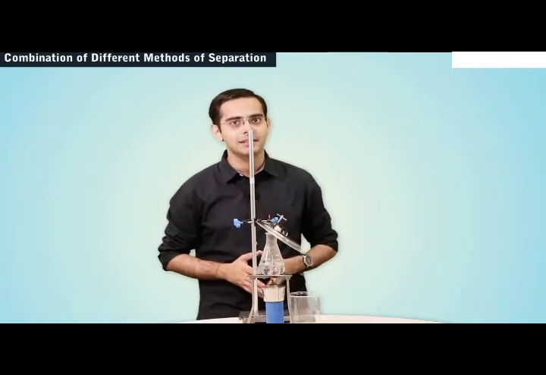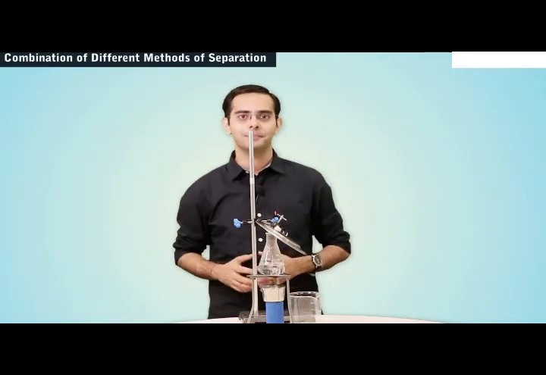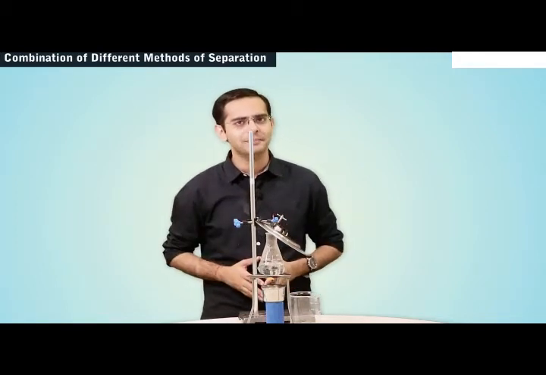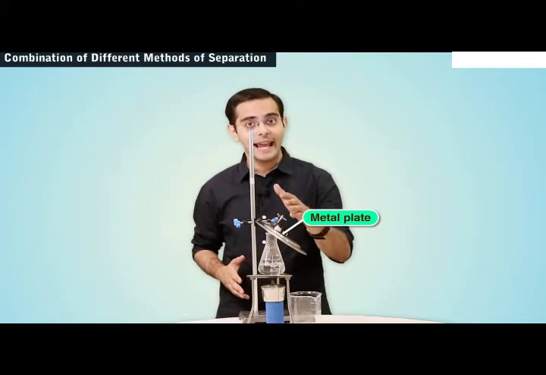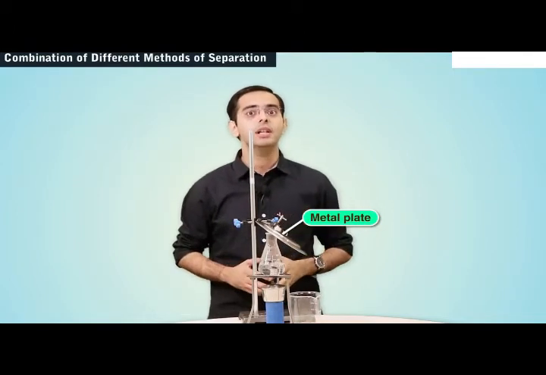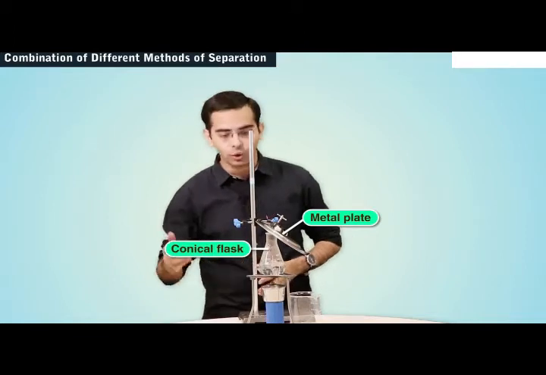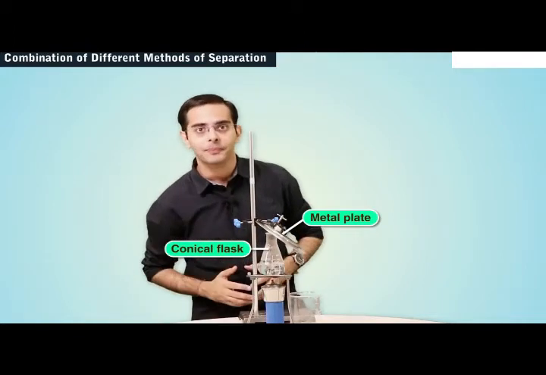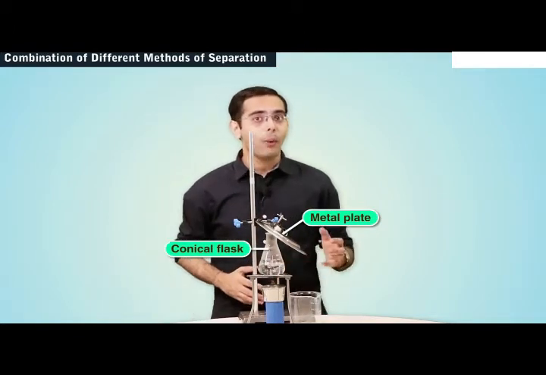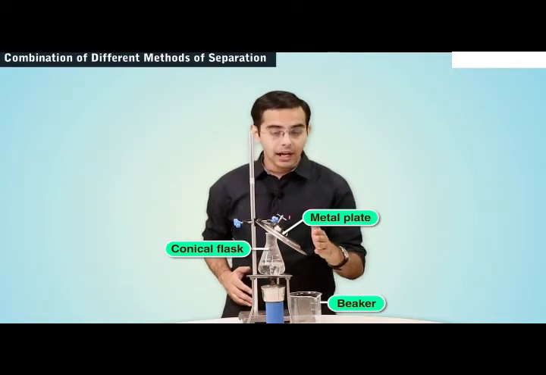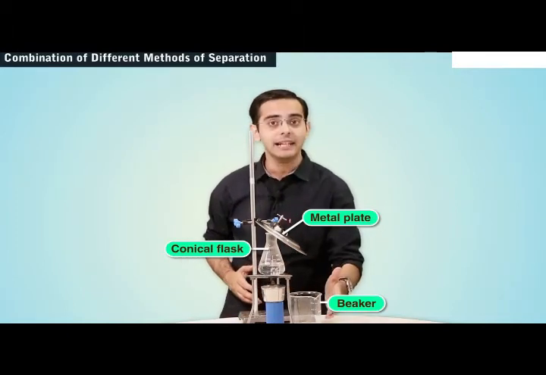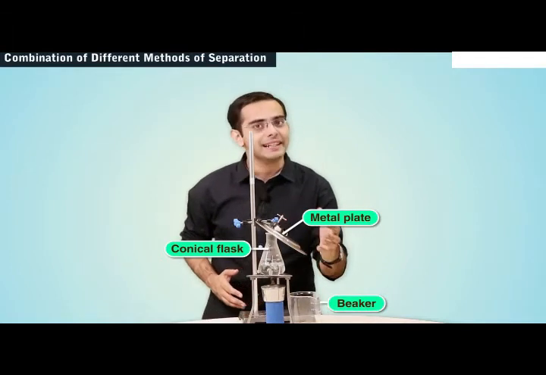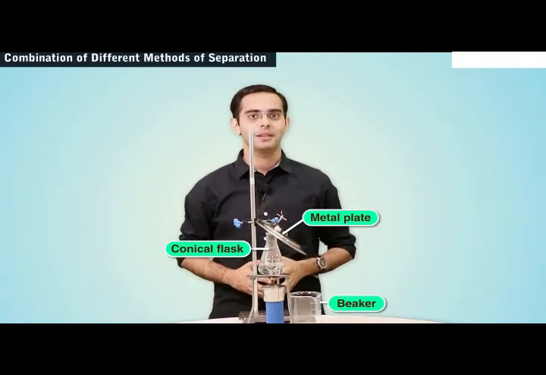Now what do we want next? Yes, we want this evaporating water back. So how do we get it back? To get it back, a metal plate is held in a tilted position just above the mouth of the conical flask. You can see here. Now a wide mouth beaker is placed under the lower end of this metal plate. And why is this beaker held here? That is to collect the condensed water.